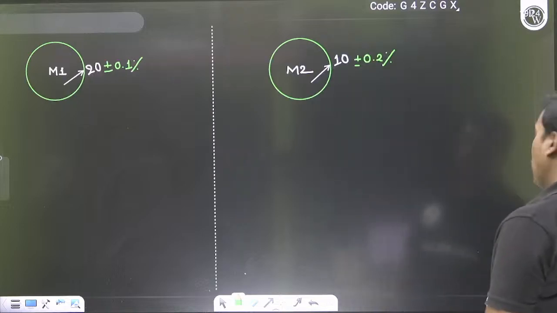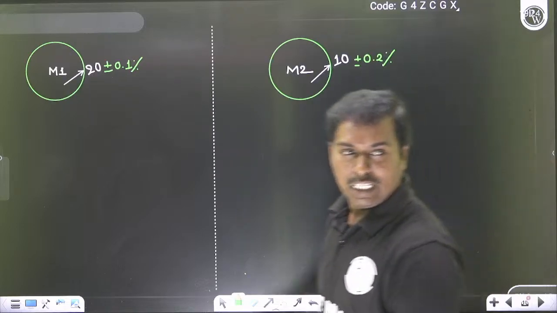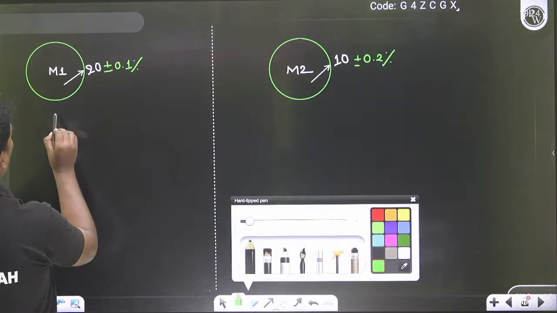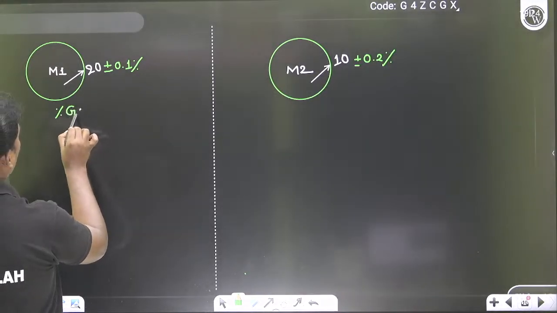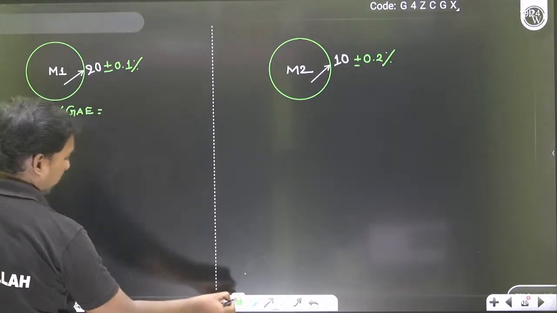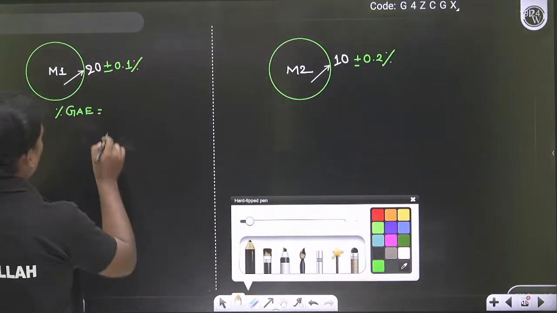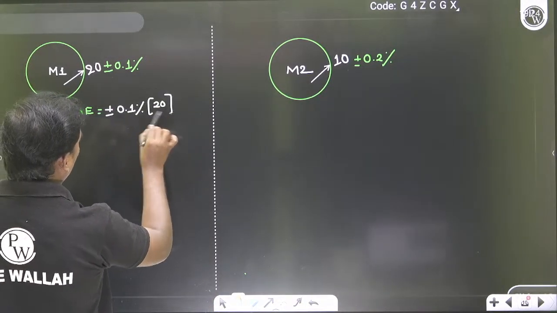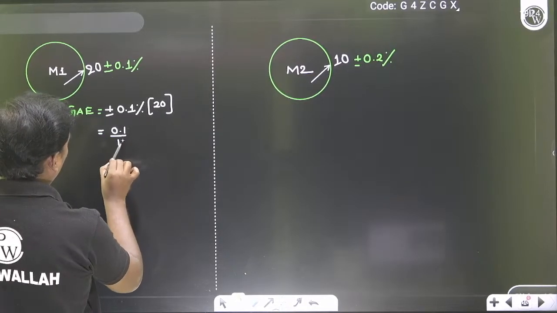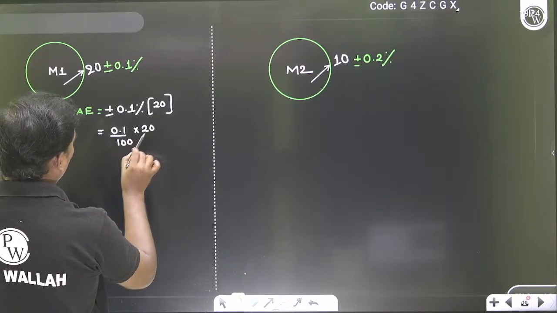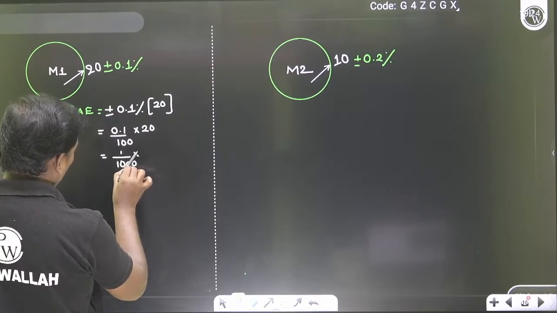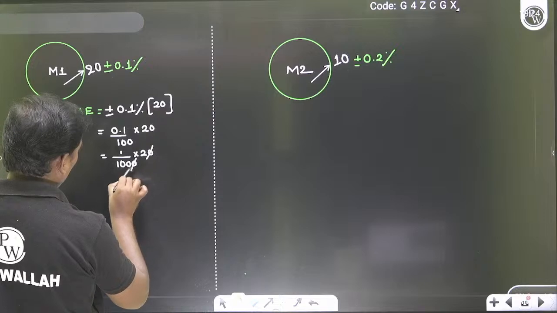Now if I look at 20 plus or minus 0.1%, how do we find the guaranteed accuracy error? The guaranteed accuracy error is plus or minus 0.1% of 20. That is 0.1 by 100 into 20, so that is 1 by 10,000 into 20, which comes to 0.02.